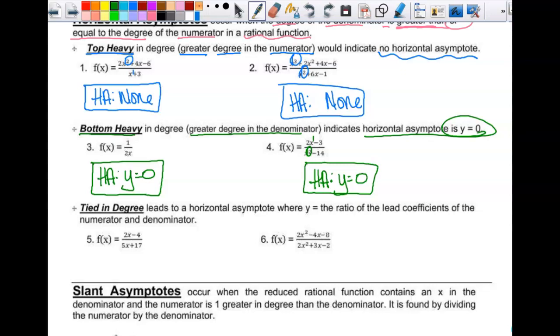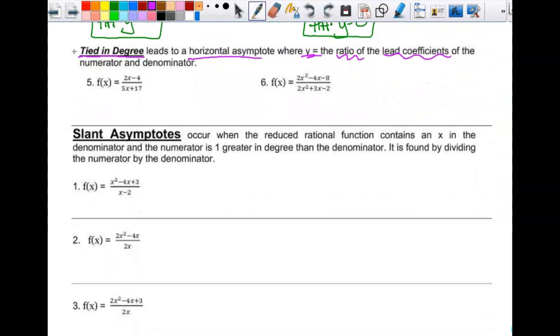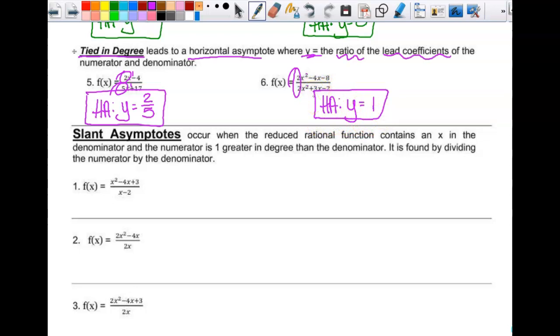All right, then if they are tied in degree, you still have a horizontal asymptote, y equals the ratio of the lead coefficients. So when we look at number five, this is a first degree over a first degree. I look at the leading coefficients of 2 and 5, and my horizontal asymptote is at y equals 2/5. Then number six, they again are tied in degree. I look at the leading coefficients, so my horizontal asymptote is at y equals what? 1. And it's always an equation of a line. Everybody good?